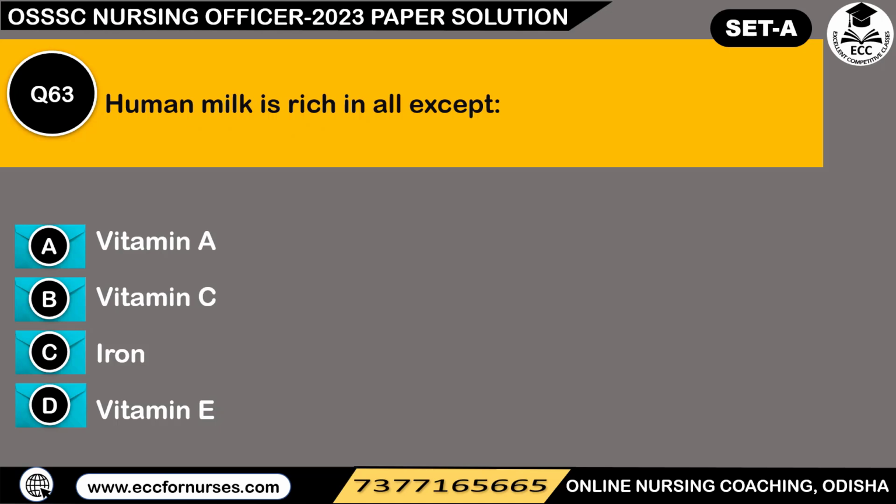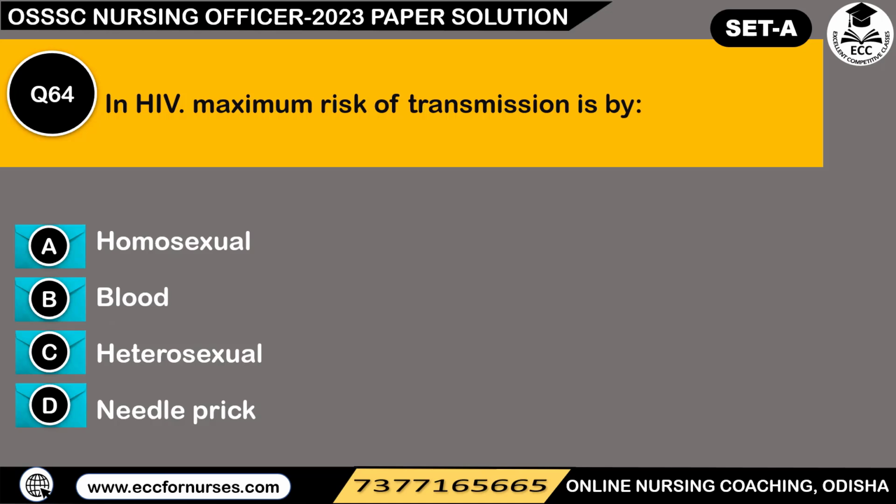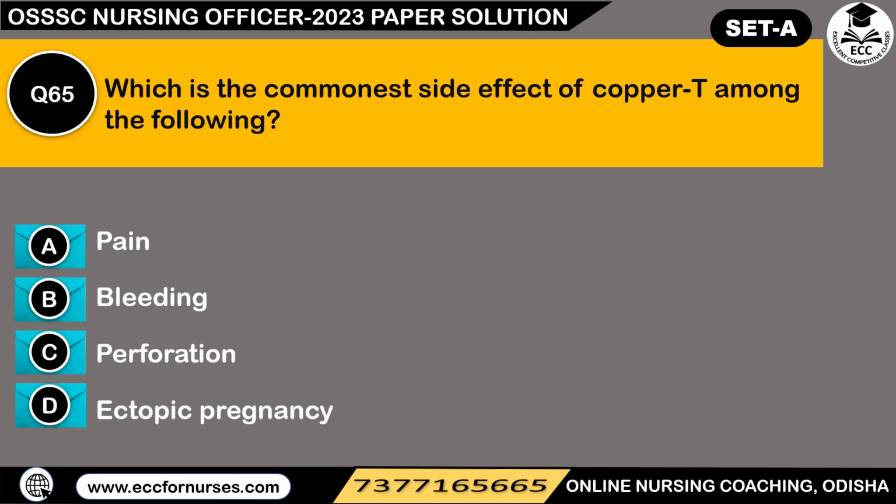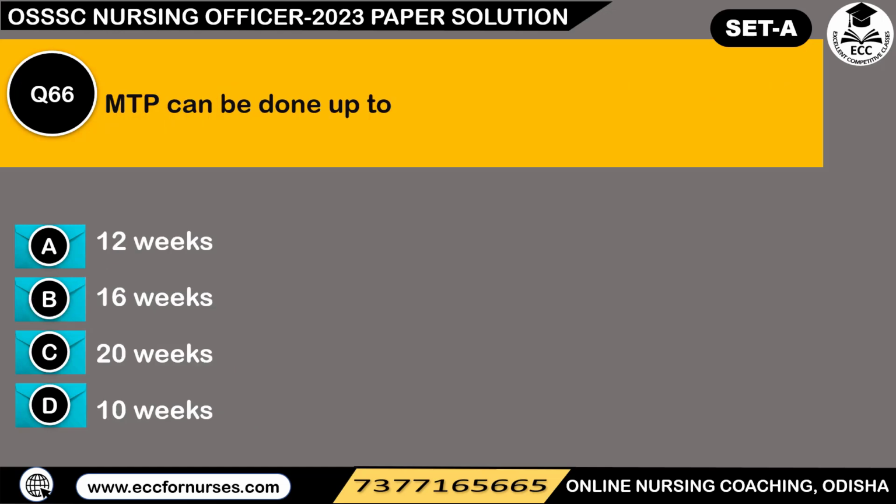Human milk is rich in all except, the answer is option C, iron. Question number 64. In HIV, maximum risk of transmission is by option B, blood. Question number 65. Which is the most commonest side effect of copper T among the following? Answer is option B, bleeding.